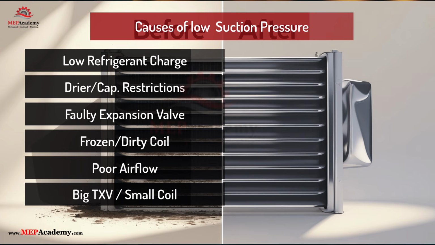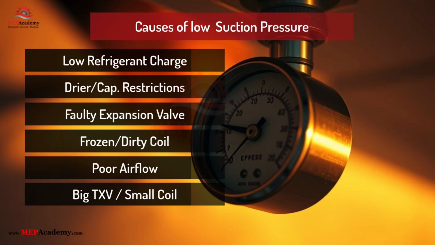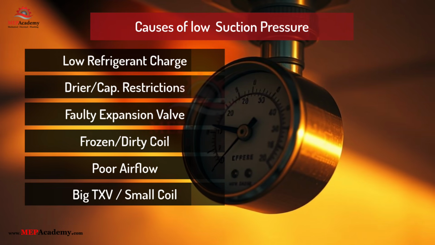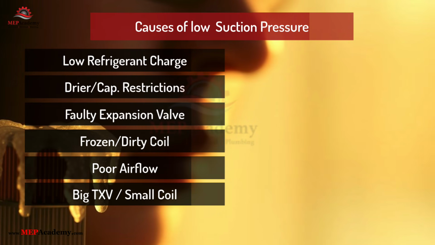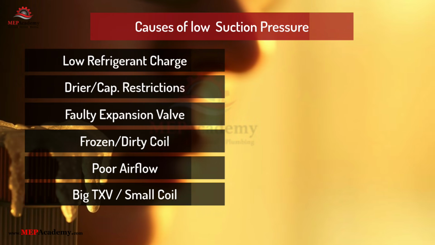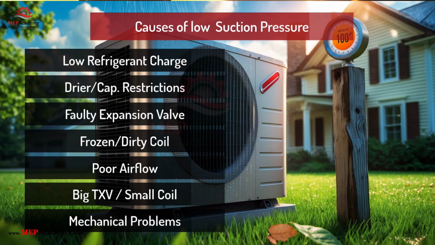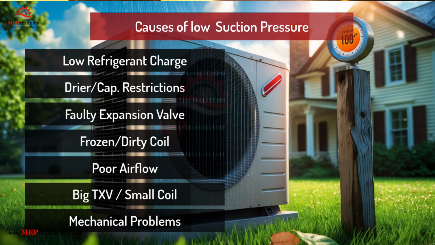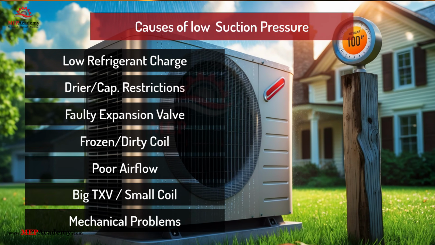6. Oversized metering device or undersized evaporator. An oversized TXV can allow too much refrigerant into the coil, leading to potential floodback. But paradoxically, if it's underfeeding due to poor sensing, suction pressure drops. Likewise, an evaporator too small for the load won't provide enough heat absorption. 7. Compressor valve or mechanical problems. While rare, leaky compressor valves or worn internals can cause low suction pressure and poor compression ratio. Listen for unusual compressor noise and check amp draw.